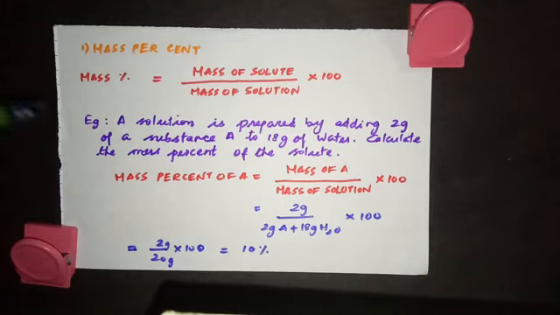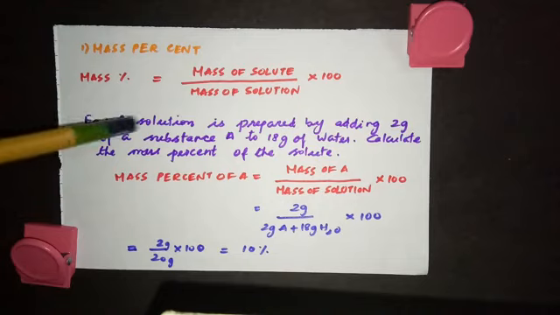Now let's take an example. A solution is prepared by adding 2 gram of a substance A to 18 gram of water. Calculate the mass percentage of the solute. Now from the question, you have to understand what the terms given are. A solution is prepared by adding 2 gram of a substance A. So 2 gram is the mass of the solute and it is added to 18 gram of water. So what is the solvent here? Water is the solvent and you have 18 gram of water. So mass of solvent is 18 gram.